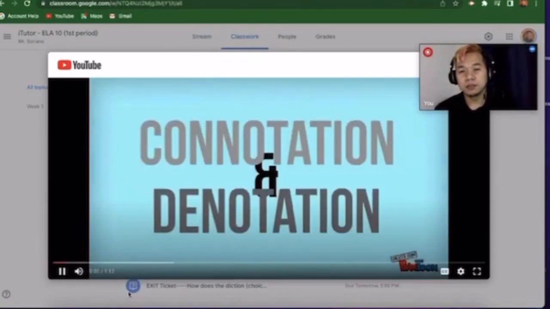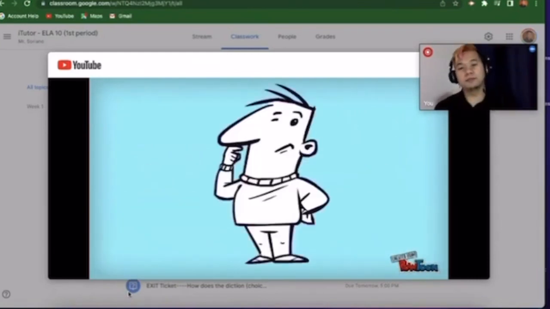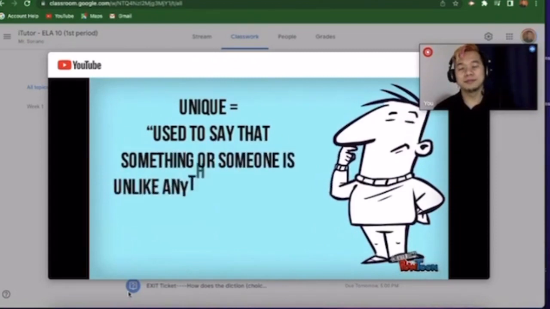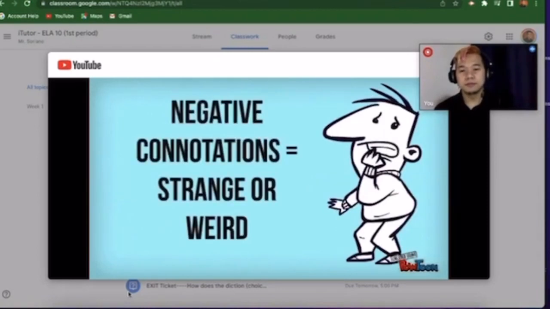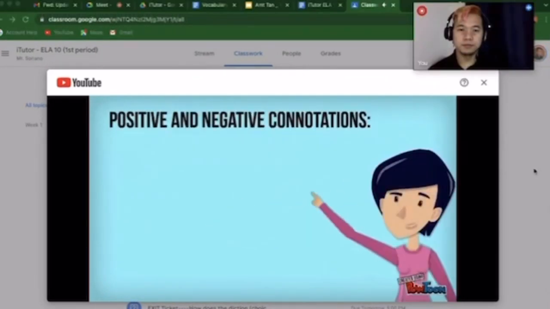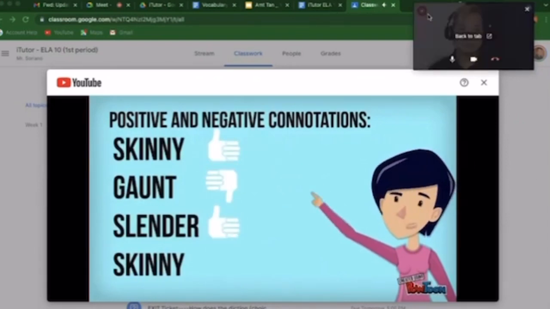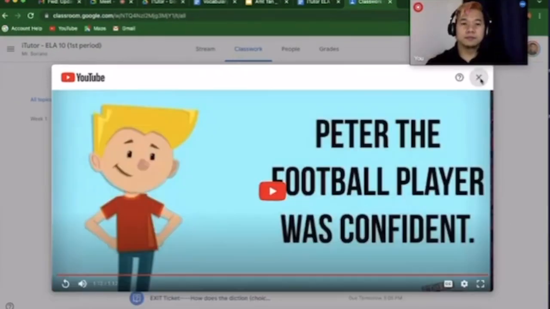Connotation and denotation. Denotation is the literal meaning of a word. For instance, the Webster Dictionary definition for the term unique is a word that is used to say that something or someone is unlike anything or anyone else, very special or unusual. But the word unique can have connotations attached to it. Connotations are the feelings or emotions attached to words. To some, unique can have the connotations such as strange or weird attached to it. Words have positive and negative connotations. The word skinny is more positive than gaunt, but the word slender is more positive than skinny. Words evoke meaning depending on how they are used in a sentence.